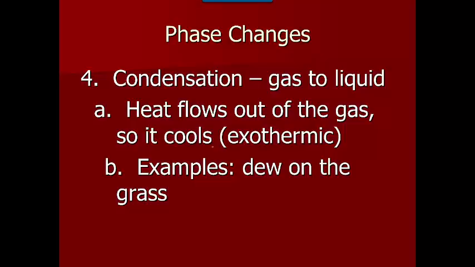Dew on the grass is an example. The water vapor that's in the air, overnight the temperatures will cool down, and that allows those gas particles to collect on the grass. It also happens when you have a cold drink, maybe a can of pop, and you get that liquid water around it. That would be condensation.